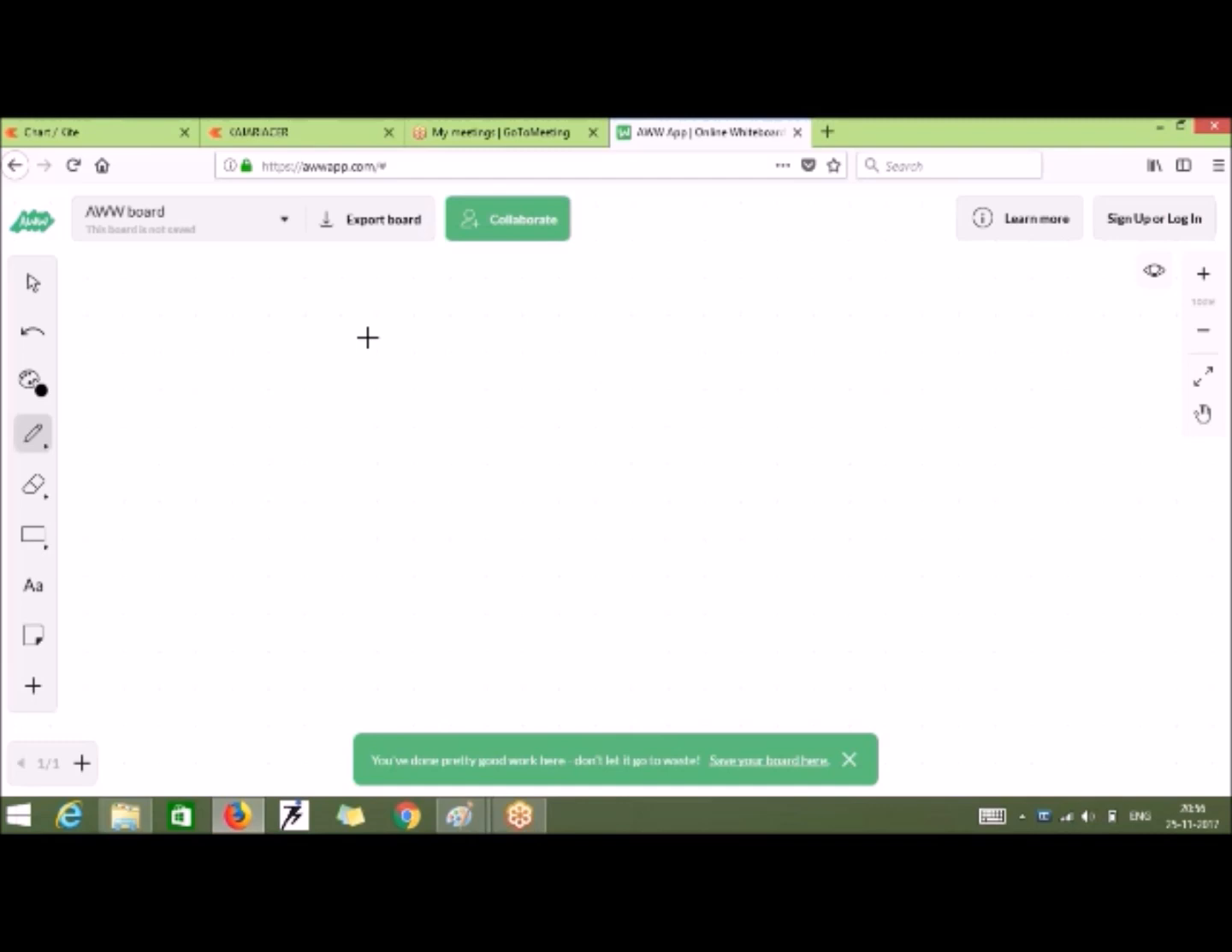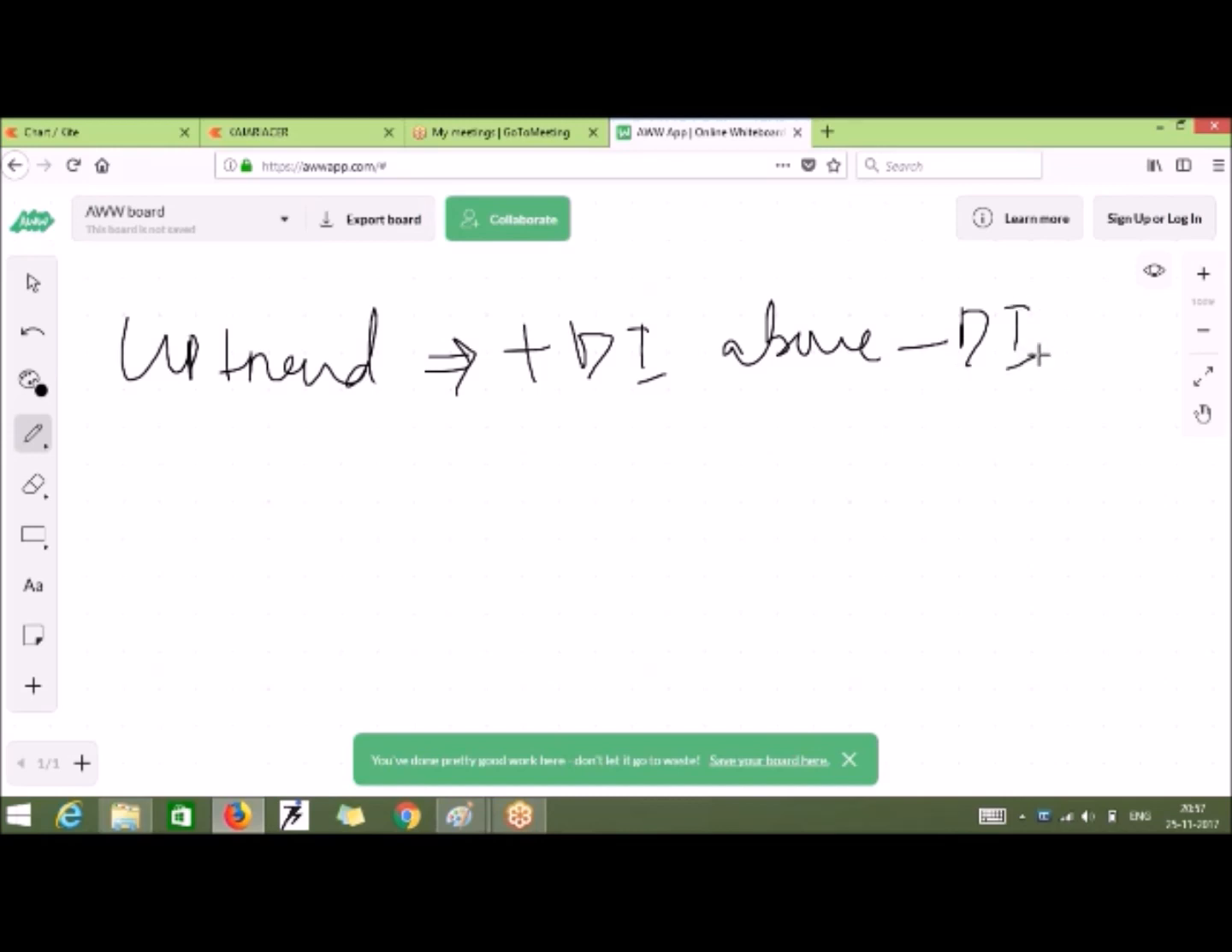So what exactly is it telling? To find an uptrend, what are the setups required? It is telling that the positive directional line should be above the negative directional indicator, and ADX should be above 20. Positive directional line should be above negative directional, and ADX should be above 20.